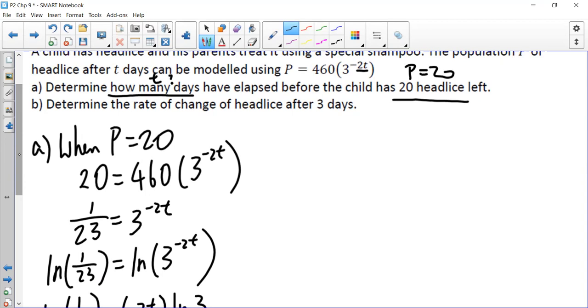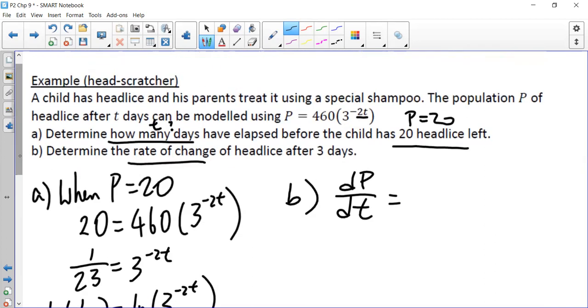Part B, determine the rate of change. When you see the words rate of change, it's about differentiation. So we're going to do dP by dt. Part A did not tell me to do anything about differentiation, so I did not do anything about differentiation. But in part B, rate of change is differentiation. The 460 is just a constant, a coefficient.